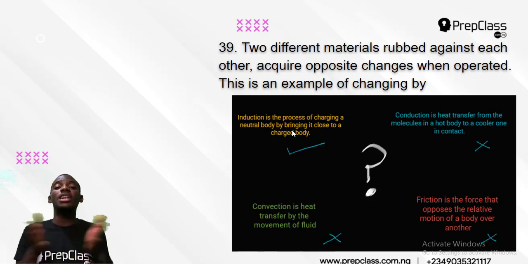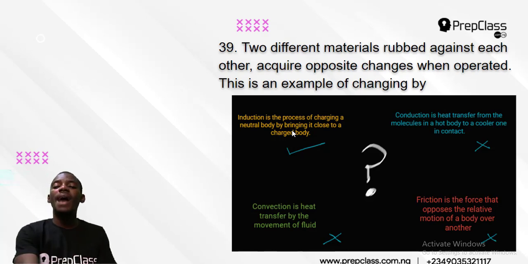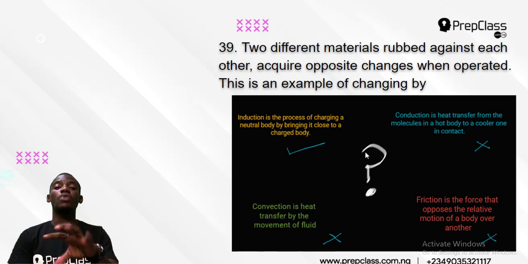So that is also induction, bringing a chargeless body near a charged body. The chargeless body will finally become charged. That is induction. Then we have heat transfer from a hot body to a cold body, like when you touch the top of the pot. The heat transfers from the cover of your pot to your hand, and you get burnt by conduction, from a hot body, the cover of the pot, to your hand, the cold body, and it burns your hand.